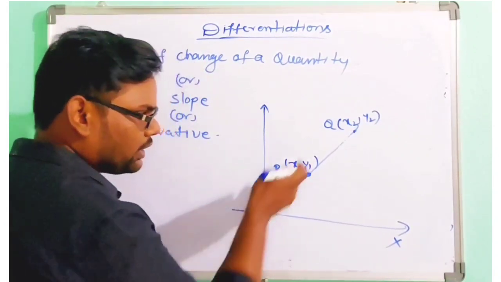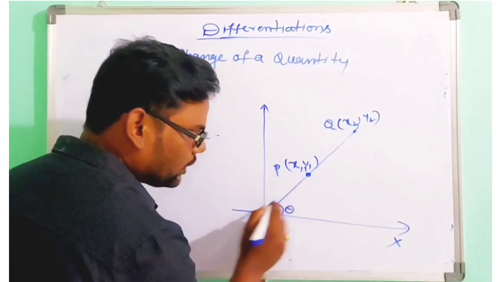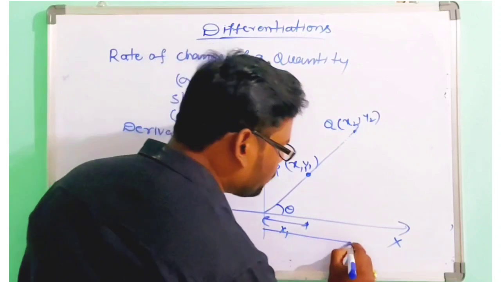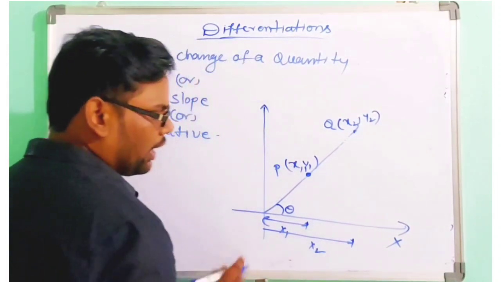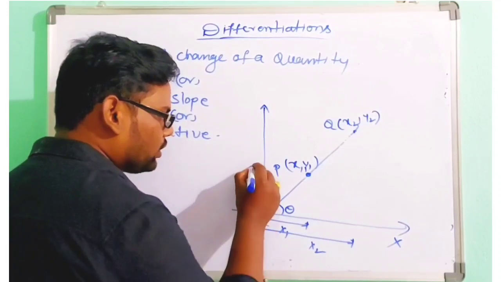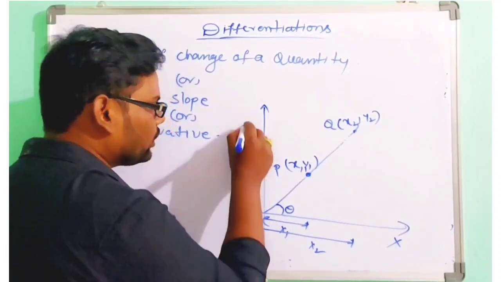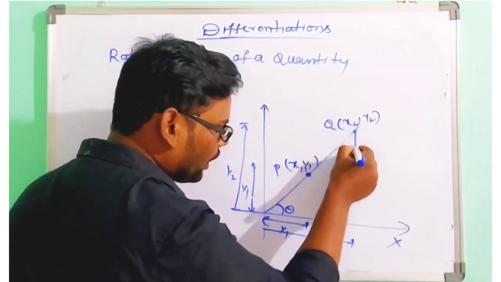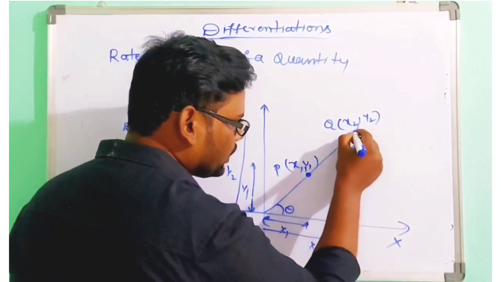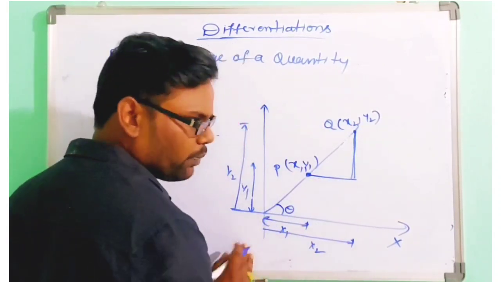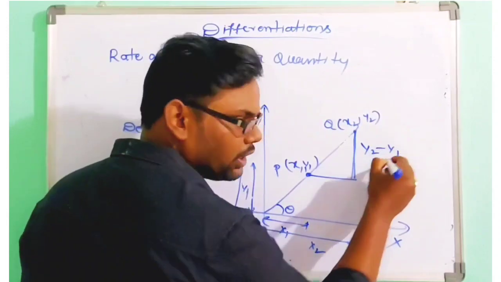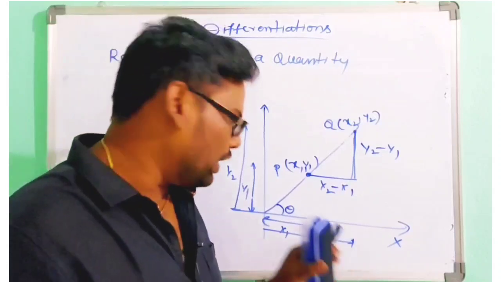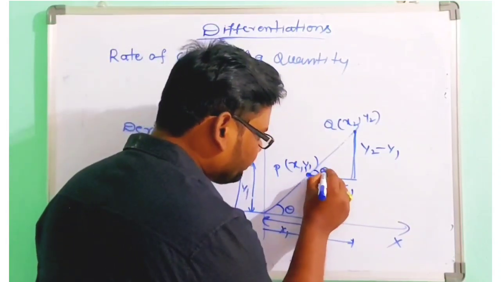Now this line is making an angle theta with the horizontal. From here to here that is x1, and from here to here that is x2, and on the y-axis this is y1 and this is y2, isn't it? This is the change in y and this is the change in x, and the change in y is y2 minus y1, and this is x2 minus x1. So if it is theta, this is also theta, isn't it?